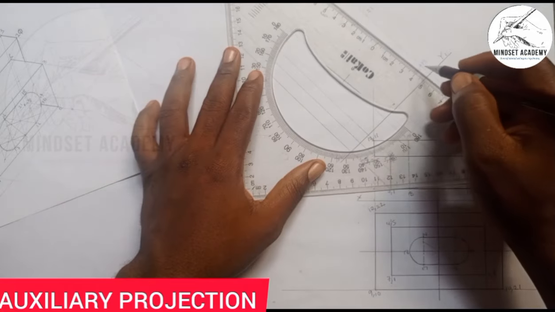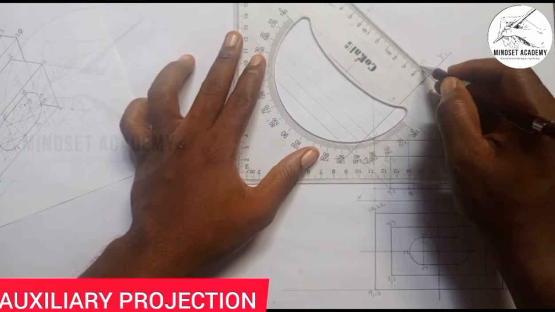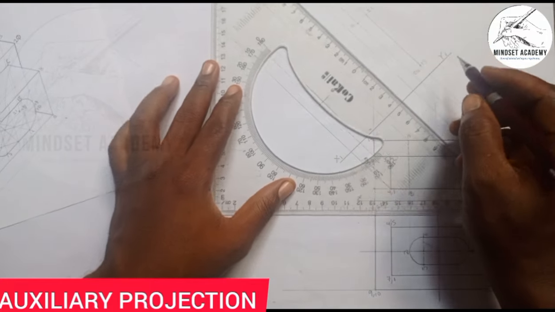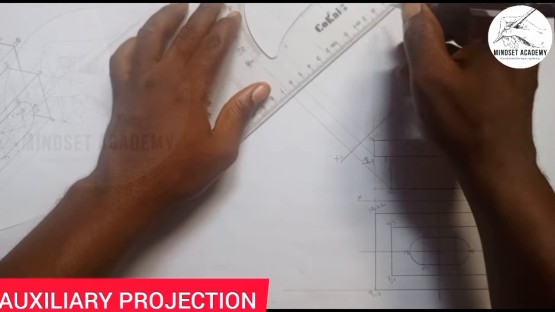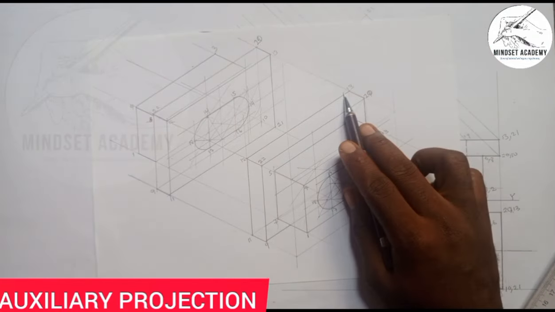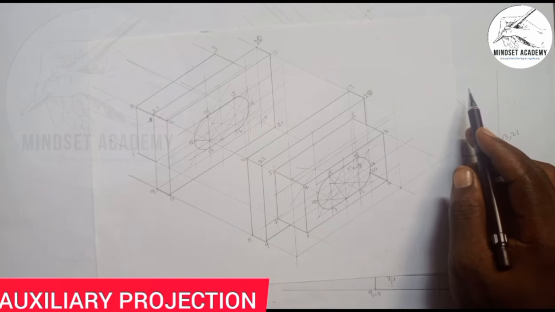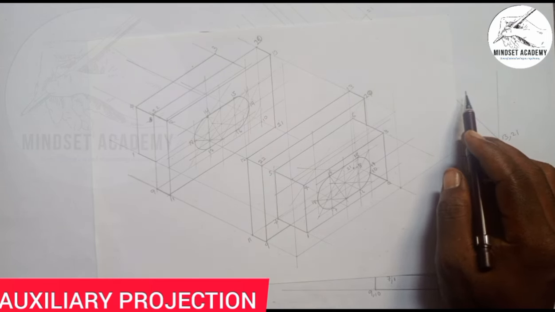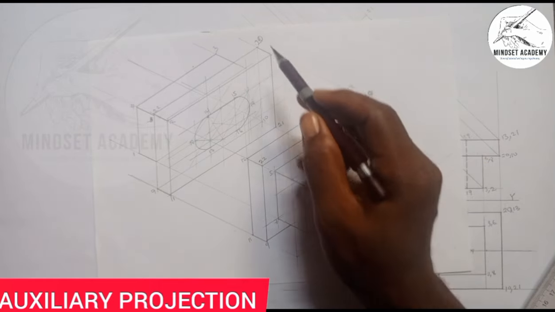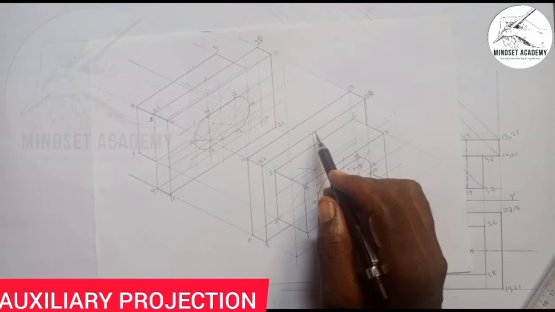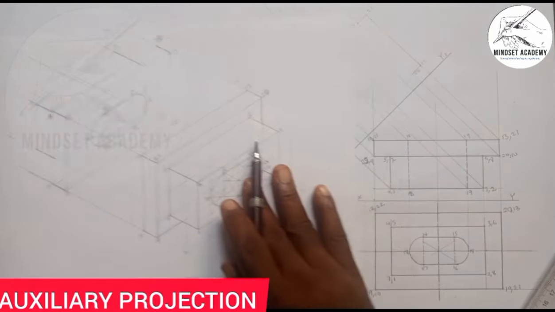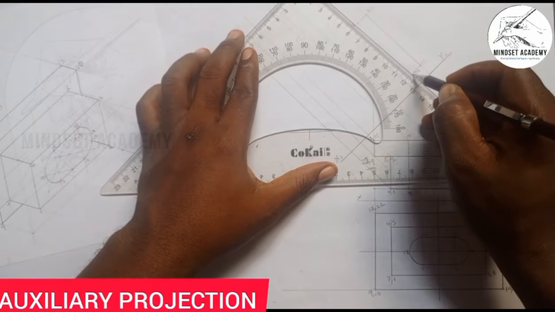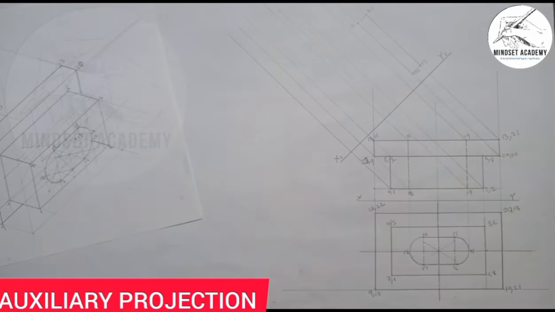20 and 13 is connected this way. 10 and 21 is connected. Now, if 20 and 13 is connected, 10 and 21 also is connected. 10 and 20 is connected. 20, 13, 20 and 10, and 21 and 13, they're all connected. So I'll just bring them this way. This is how they're connected, with my faint line.